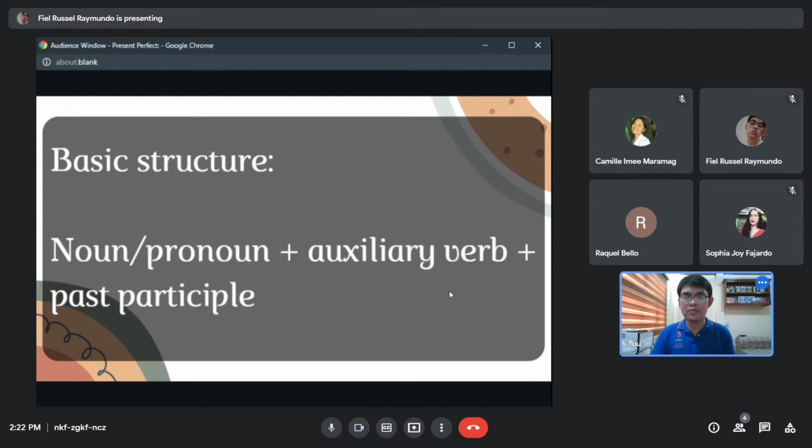Moving on, please be reminded that present perfect tense can also be negative in form. What do I mean when I say negative in form? Let's see these examples.